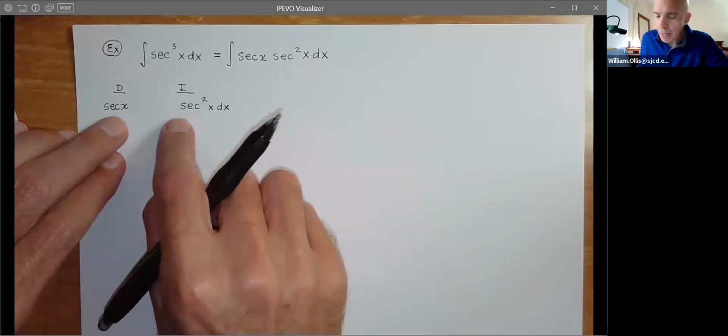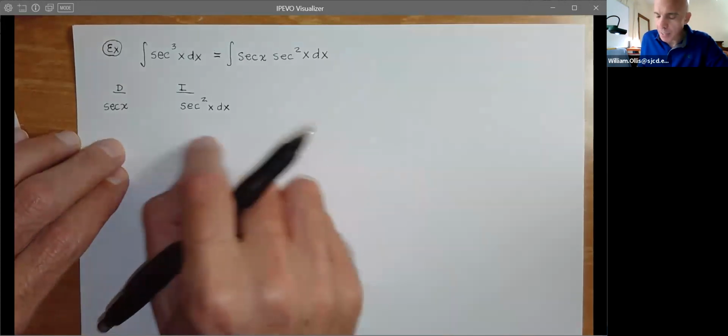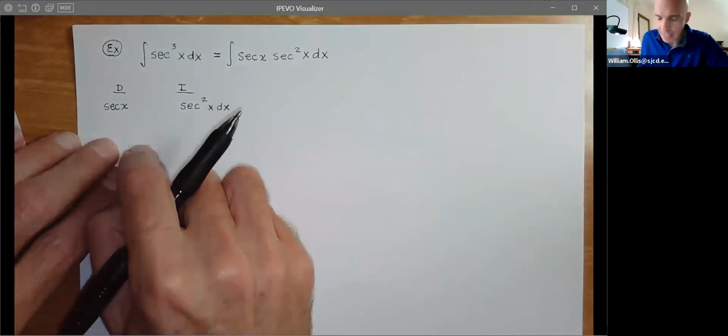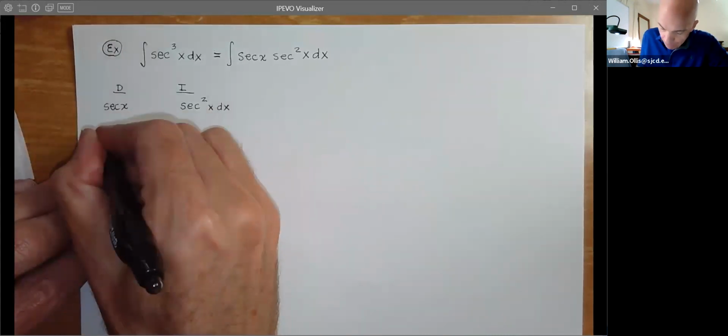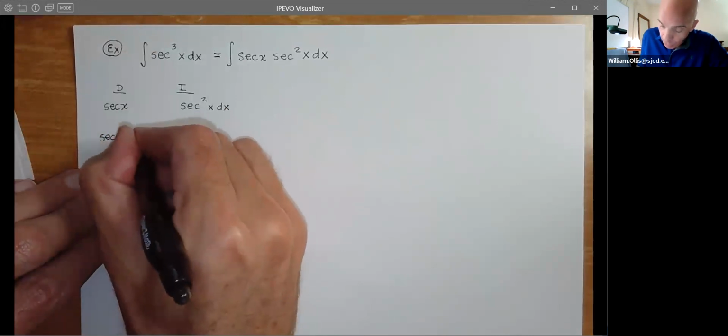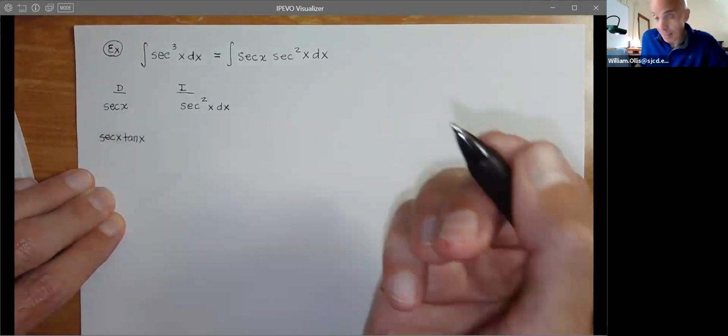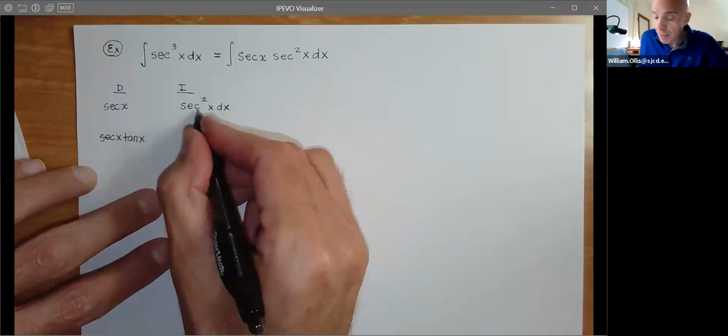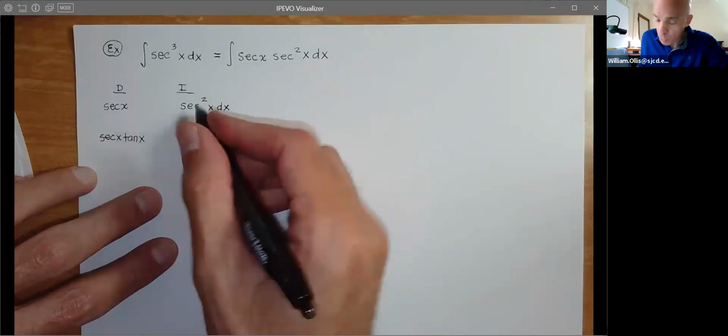Now, when we look at this, we're thinking, okay, well, the derivative of secant is secant tangent. So we're thinking, if we don't do parts with this, how are we going to do it? You know, I don't know. So now, again, our simple integral from Cal 1, the antiderivative of secant squared is tangent.